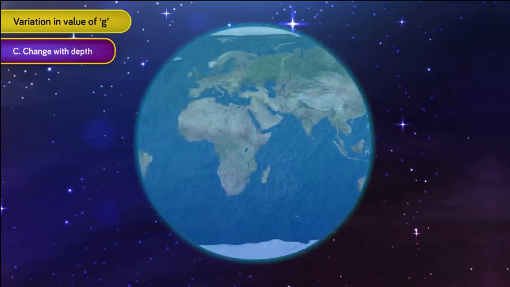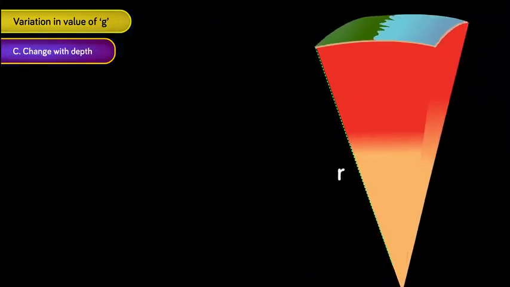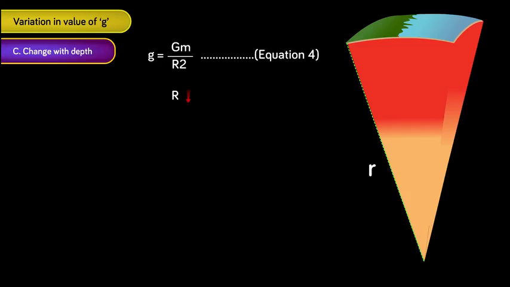Point C. Change with depth. The value of g also changes if we go inside the Earth. The value of r in equation 4 decreases, and one would think that the value of g should increase as per the formula. However, the part of the Earth which contributes towards the gravitational force felt by the object also decreases. This means that the value of m to be used in equation 4 also decreases. As a combined result of change in r and m, the value of g decreases as we go deep inside the Earth. Point D. The value of g at the center of the Earth is 0.